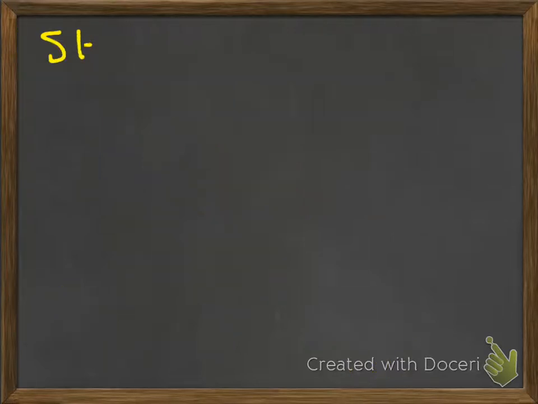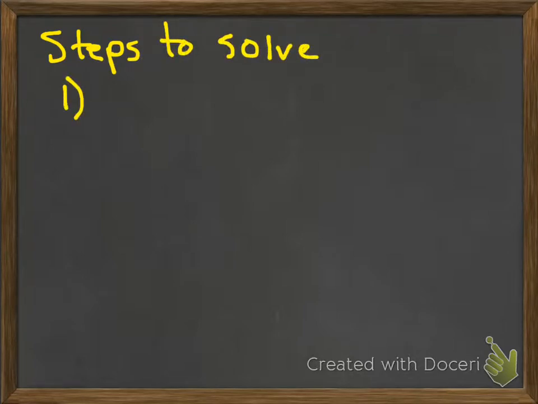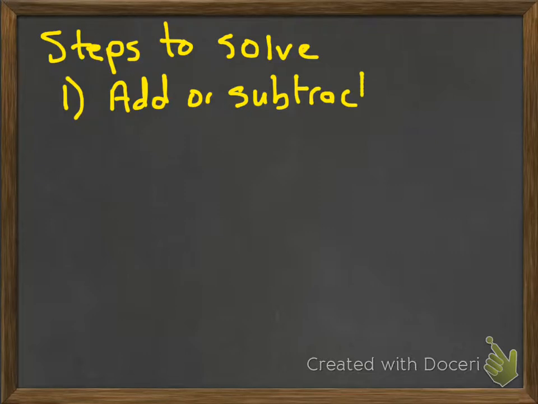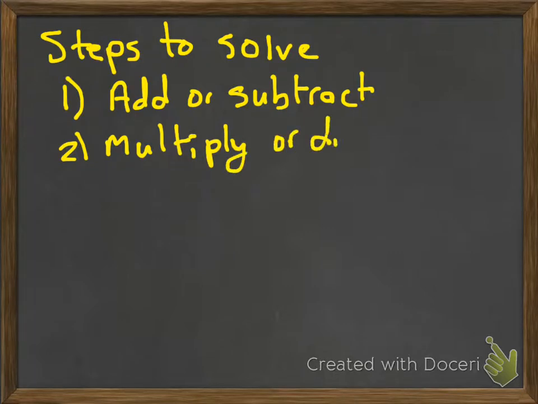Okay, so there are some steps to this. Let's think about this. What have we done first? The first thing we were doing was what? We added or subtracted. Every single time we were adding or subtracting first. So let's put that as step 1. Step 2, what did we do next? We either multiplied or divided. So keep that in mind. When you're doing these 2 steps, you are going to first add or subtract, then second multiply or divide. Okay, and again, if you have any questions, feel free to ask.